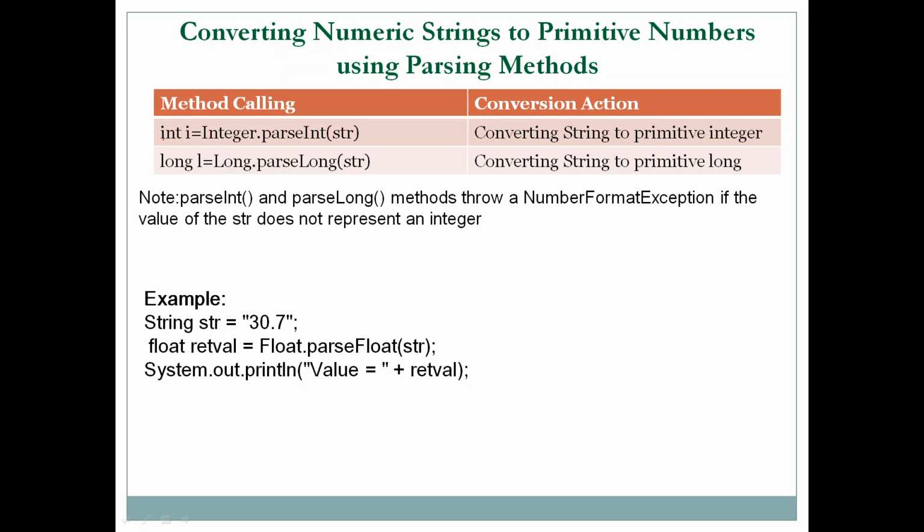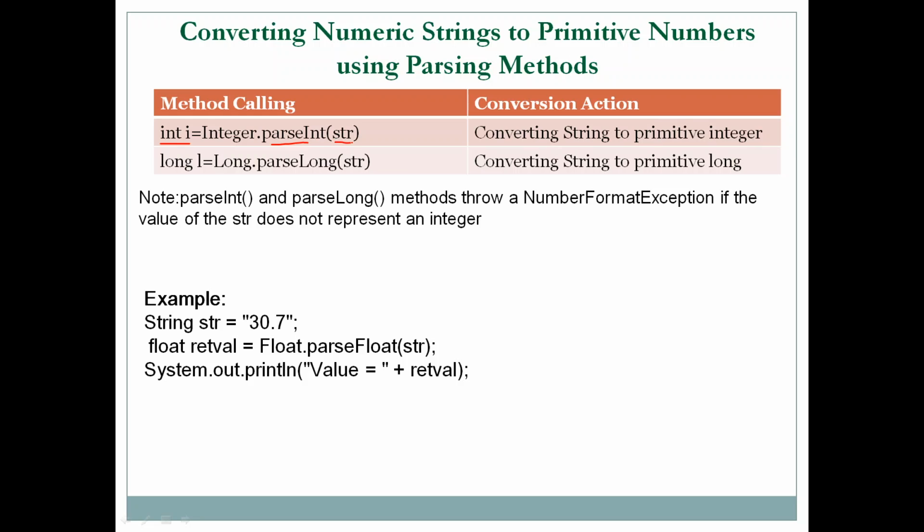Look at the example here. We have int i, so this is primitive i, remember, equals Integer.parseInt. The method is parseInt. So we can call it parseXXX, where XXX simply means the type in which you want to convert the string. If you want to convert it into integer, XXX is replaced with Int. If you want to convert it into float, XXX is replaced with Float, and if you want to convert it into byte, XXX is replaced with Byte. Here we want to convert it into integer, so we have parseInt.